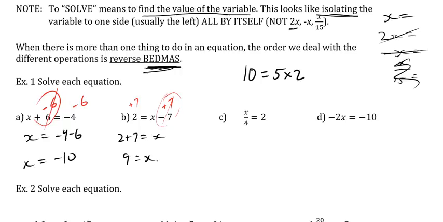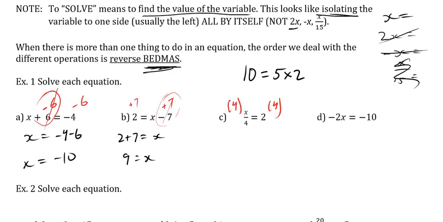Okay. Next one. How do I get rid of, what is happening here? You're dividing. And what's the opposite of dividing? Multiplying. And the opposite of dividing by 4 is multiplying by 4. That's what's going to get rid of the 4. Okay? So I'm going to show it like this. So I'm just going to multiply by 4 on both sides.